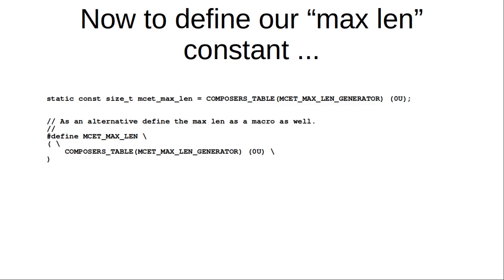Now to define our maxlen constant. To do that, we invoke the table macro with the maxlen generator. We need to append a 0 literal after the table/generator to deal with what would otherwise be an invalid trailing addition operator left by the last row of the table.